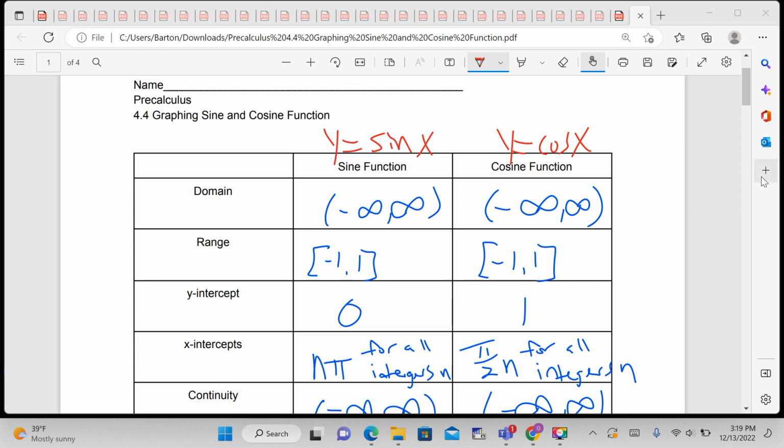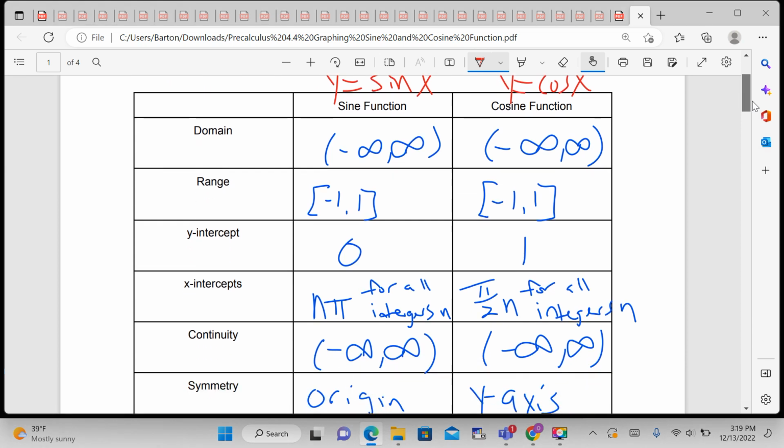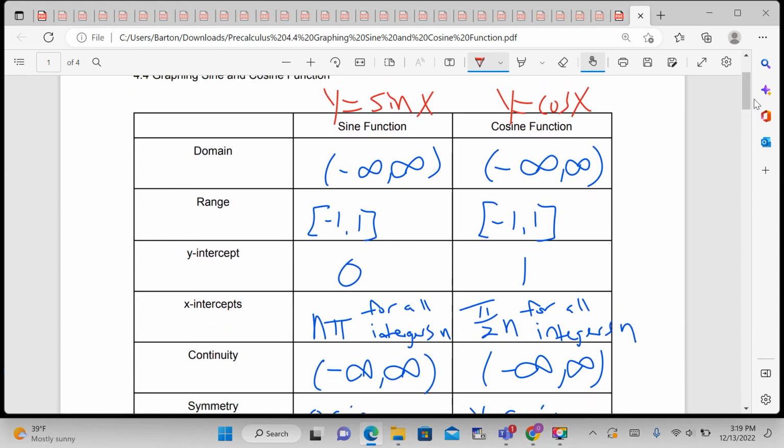So the domain for sine and cosine is all real numbers. You can put anything into either of them and you will get an output. And that output will be between -1 and 1, including -1 and 1. Because remember, if you remember unit circle, none of your values are bigger than 1, and none of them are smaller than -1.